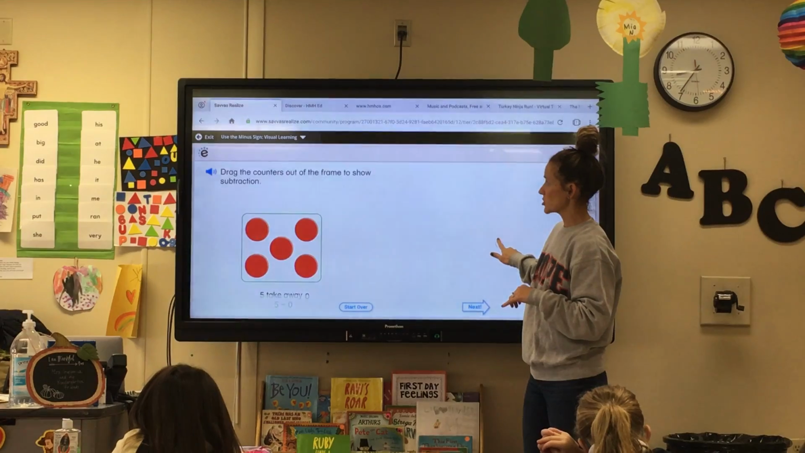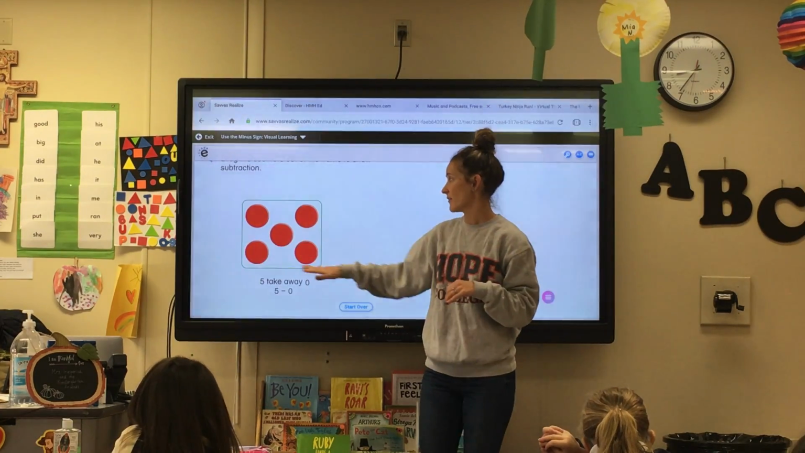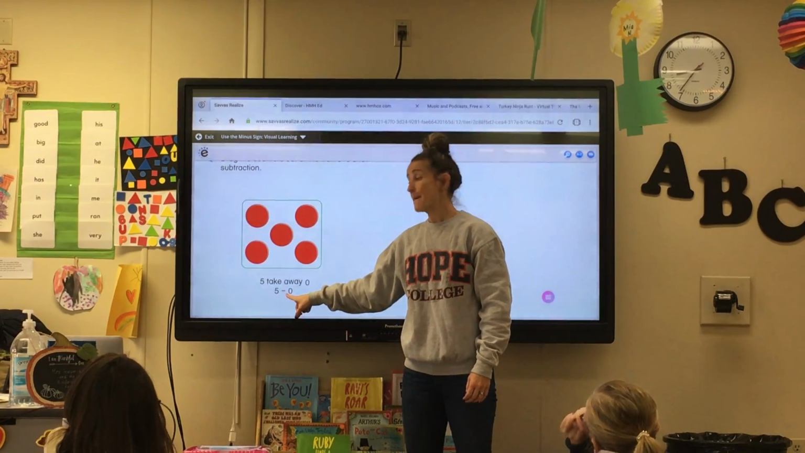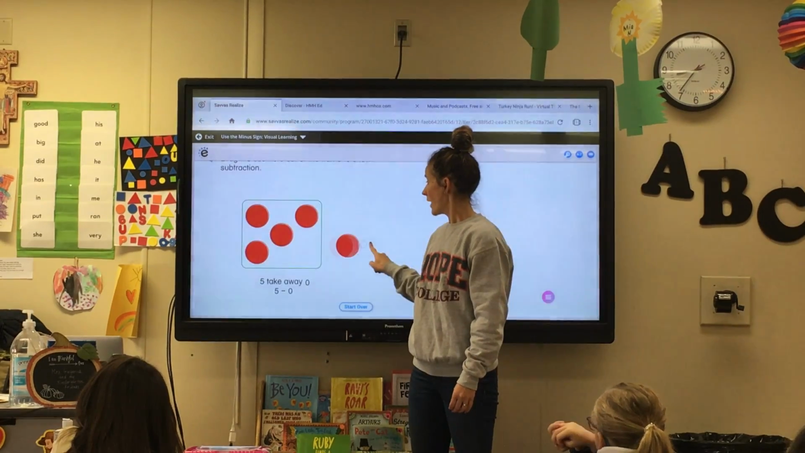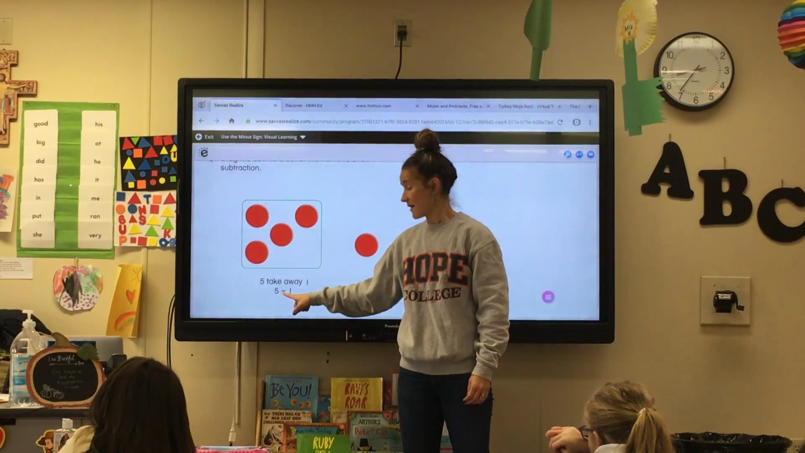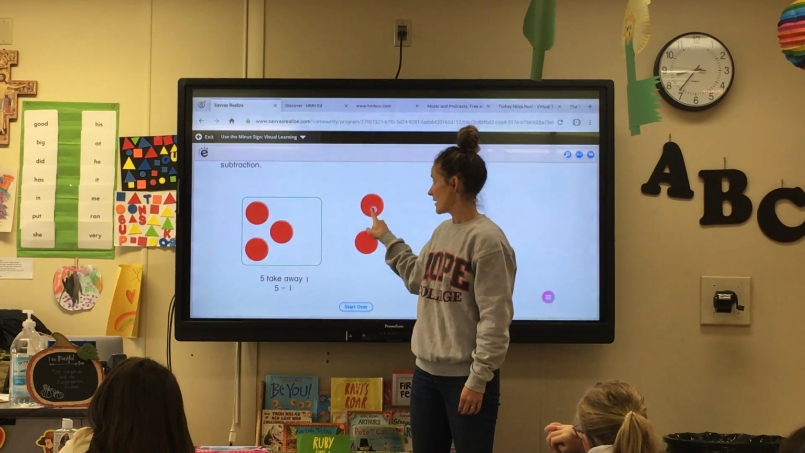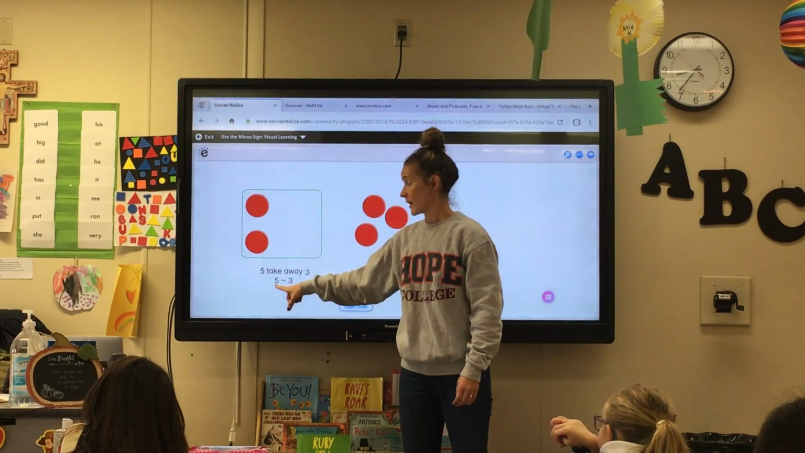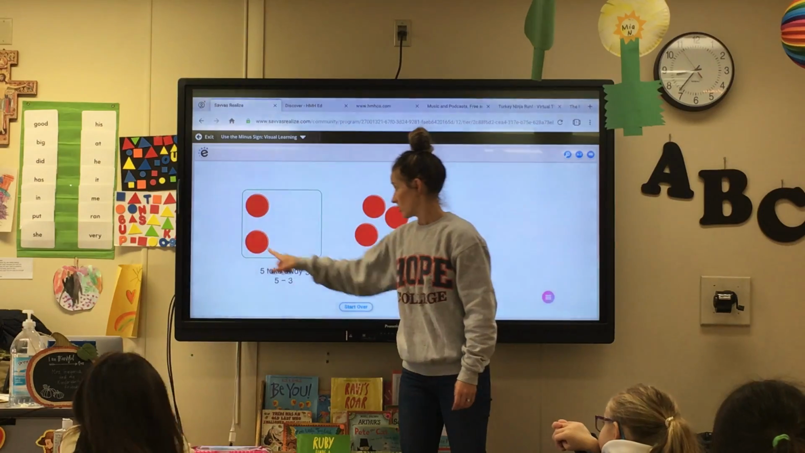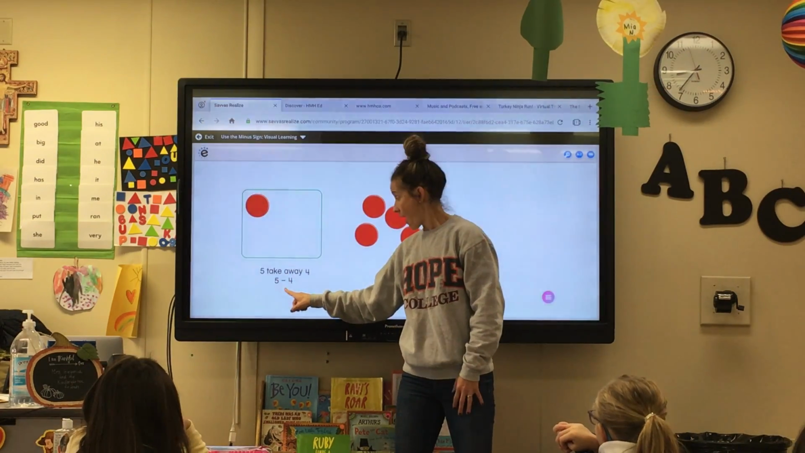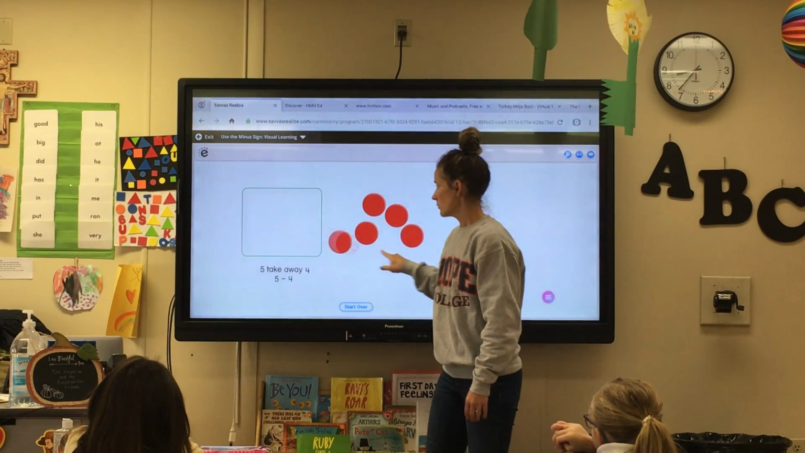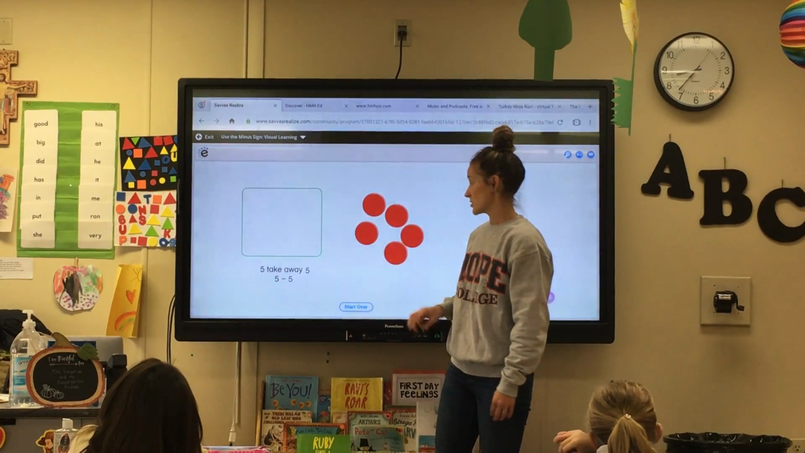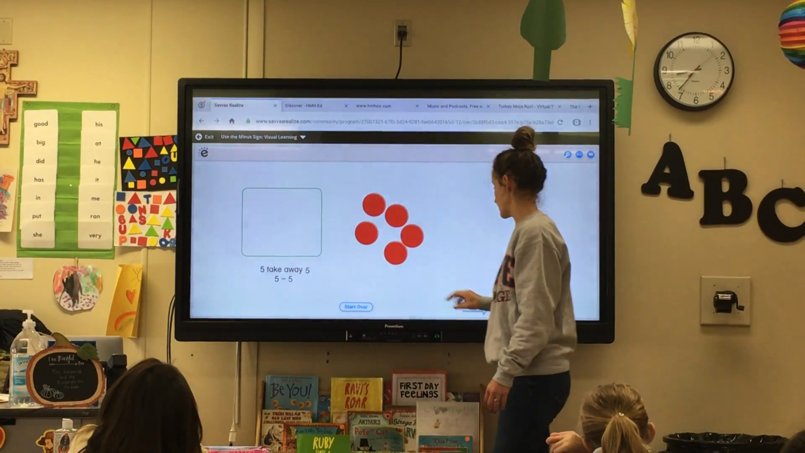Okay, let's see what they want us to try here. Drag the counters out of the frame to show subtraction. So right now this is 5. And did that take any away yet? No, so it would be 5 minus 0. Well, if I take 1 out, now let's read this. 5 minus 1. Now say it. 5 minus 2. Very good. Let's keep going. 5 minus 3. Good. A little louder. 5 minus 4. And one more. 5 minus 5. Okay, very good. So we're using that word minus today to show the subtraction.